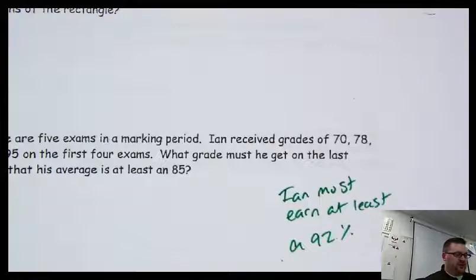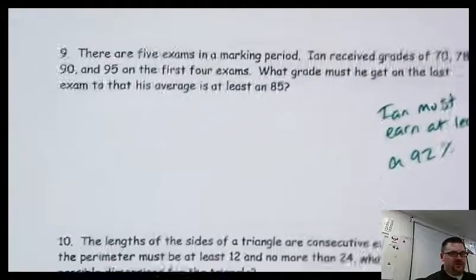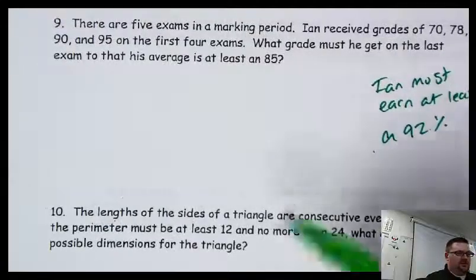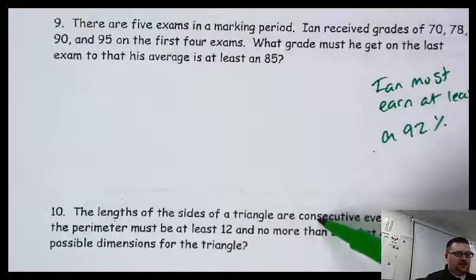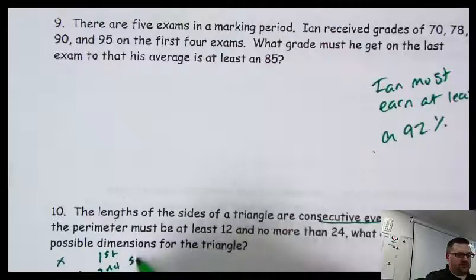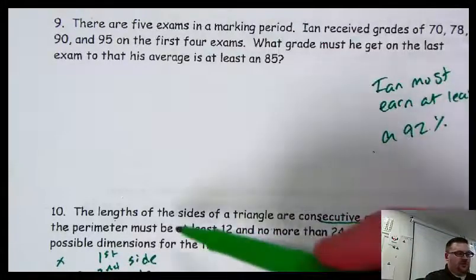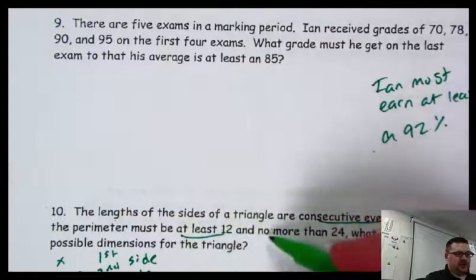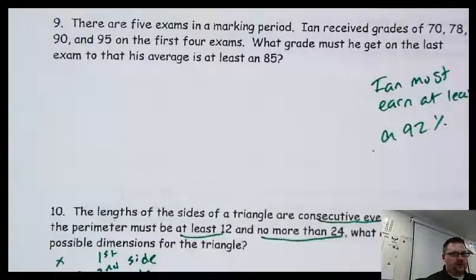All right, let's move down to number 10, which is a little bit trickier because of some things that it says about this. So first, the lengths of the sides of a triangle are consecutive even integers, which means that we're going to be doing x, x plus 2, and x plus 4 for our first, second, and third sides. Okay. And then it says the perimeter must be at least 12 and no more than 24.